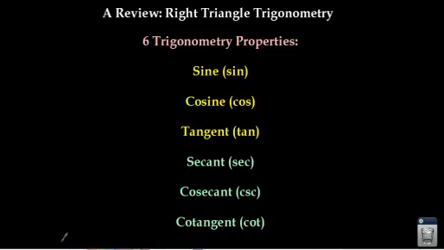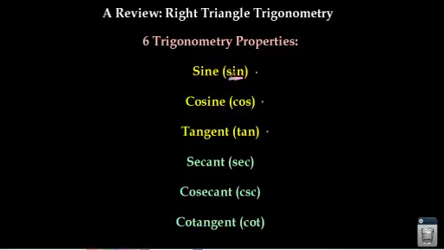So let's go ahead and have a quick review of our trig properties, and then we'll talk about where those opposite, adjacent, and hypotenuse sides come into play. So there are actually 6 trig properties. The first 3 that are in yellow are the ones that you've seen before. They're sine, cosine, and tangent.